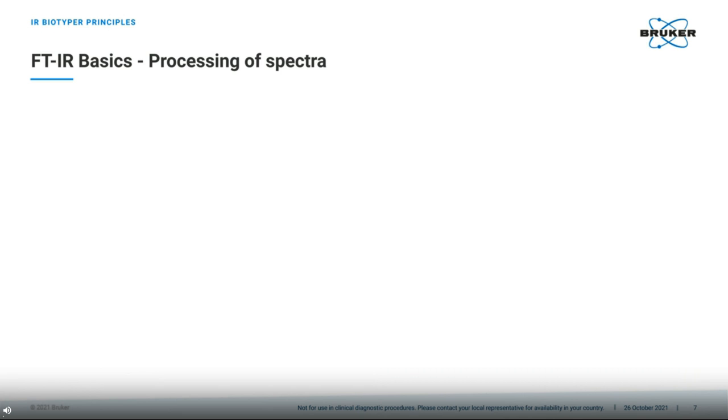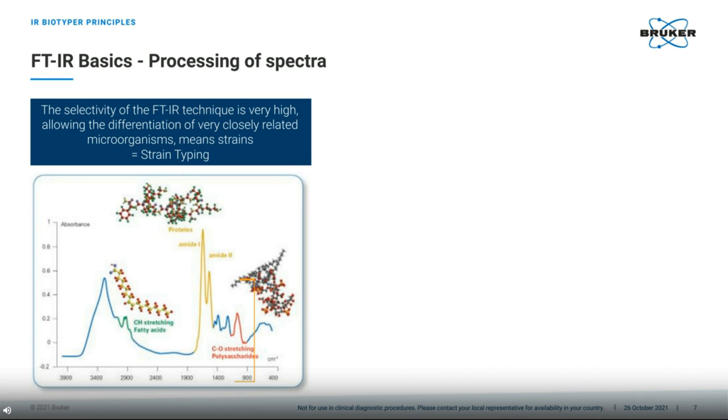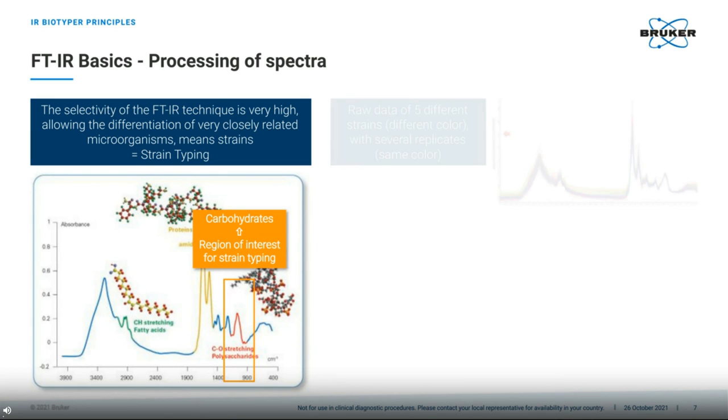First of all, the selectivity of this technology is very high, especially if you look at the carbohydrate region, which is very important. This allows the differentiation of quite closely related microorganisms, and this means strain typing. Maybe you know strain typing with other technologies like PFGE, some electrophoresis technologies, or some PCR technologies. Here we are using the complete cells and the absorption to differentiate the strains.